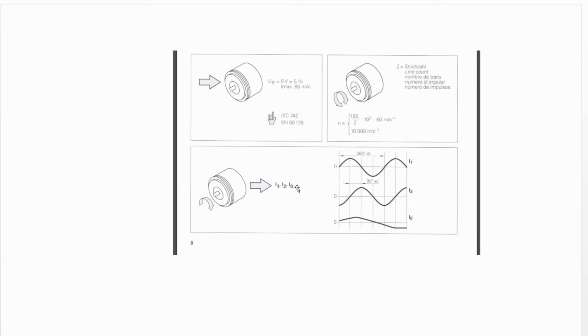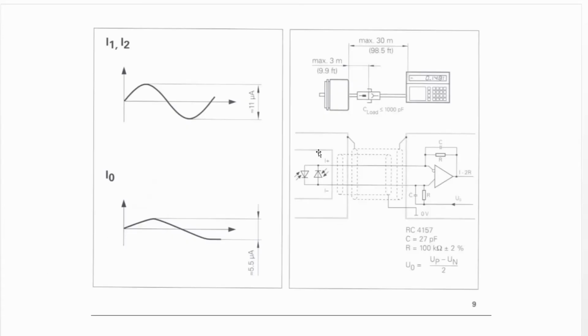This is your I1, I2, I0, this is your A, B, and index in current. And so you need to be able to take this current and turn it into a voltage. So they give you some help in the manual.